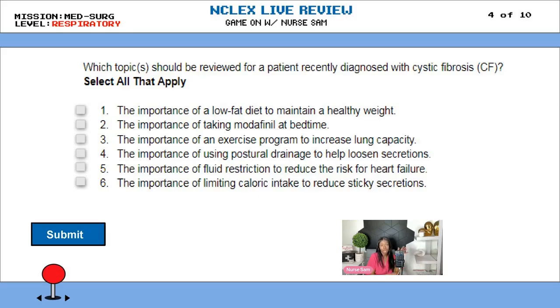Okay. 1, the importance of a low-fat diet to maintain a healthy weight. 2, the importance of taking modafinil at bedtime. 3, the importance of an exercise program to increase lung capacity. 4, the importance of using postural drainage to help loosen secretions. 5, the importance of fluid restriction to reduce the risk for heart failure. And 6, the importance of limiting caloric intake to reduce sticky secretions.